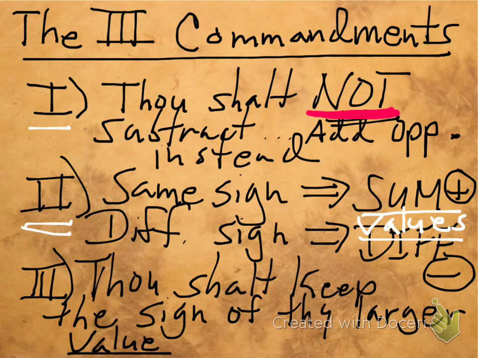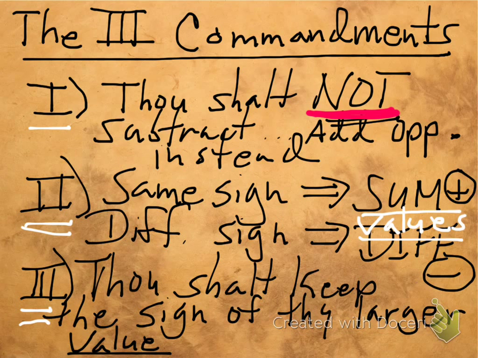Now, the third commandment is really just to finish up the answer. Look at the two numbers that you just added together. If they both had the same sign, the answer is going to have the same sign. It really doesn't matter which one's bigger. If you add two positive numbers together, the answer is positive. And if you add two negative numbers together, regardless of which number has a bigger value, the answer is going to come out negative.